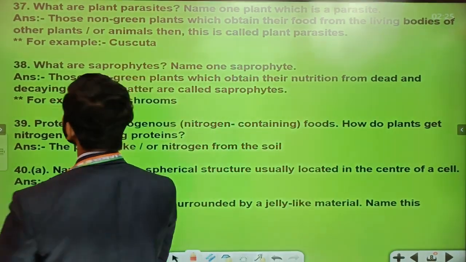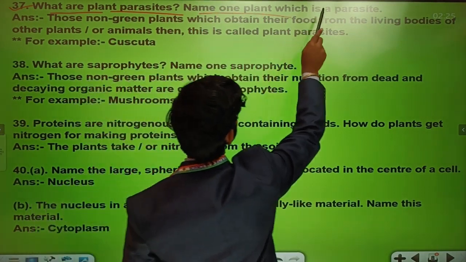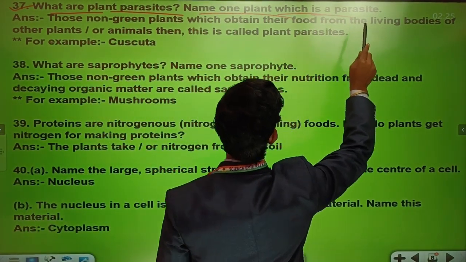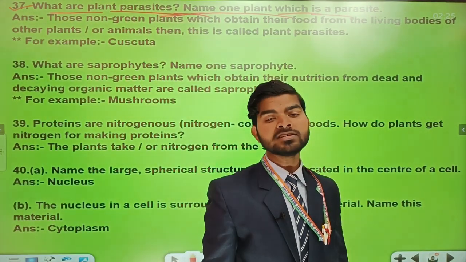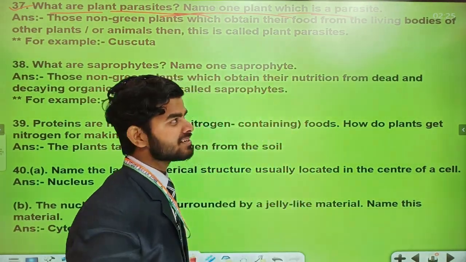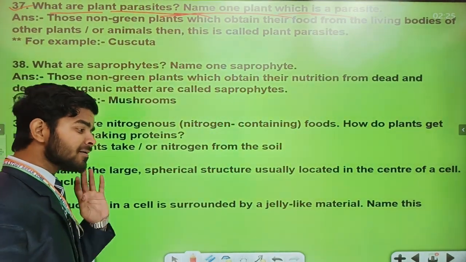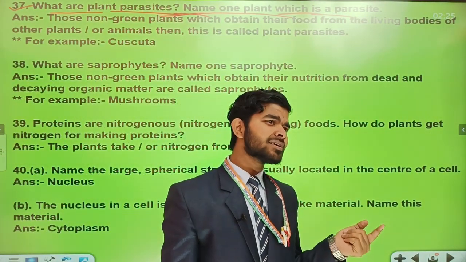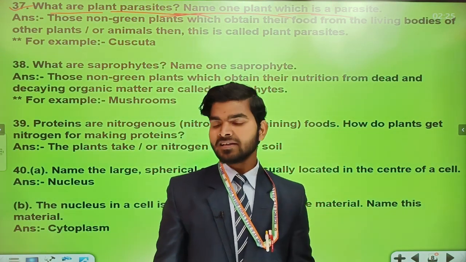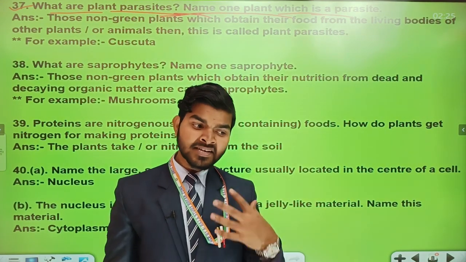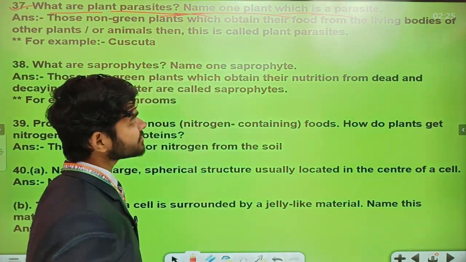Question number 37 asks: what are plant parasites? Name one plant which is a parasite. That means this question, in simple language, is asking what parasitic nutrition is, or to give an example. This is your question, dear. And if a student is asked this question, the student may get confused. What are parasitic plants? What is the question asking? But the fact is that the question is indirectly asking what parasitic nutrition is. Give its examples. I have told you what parasitic nutrition is.